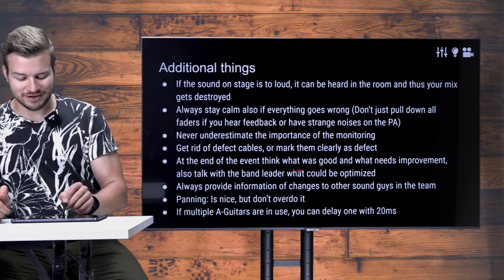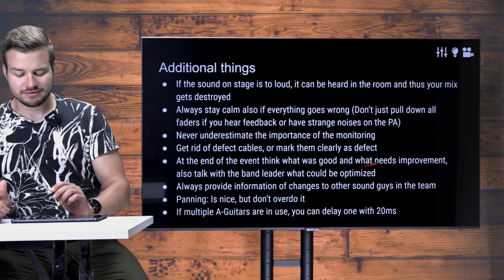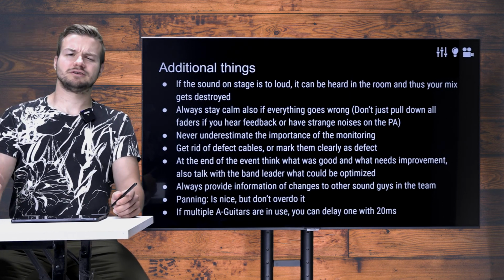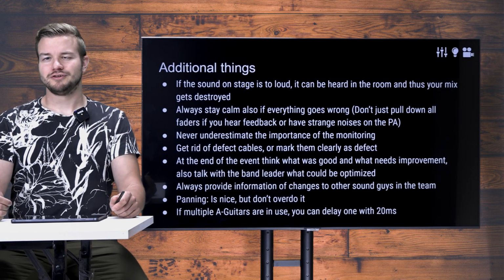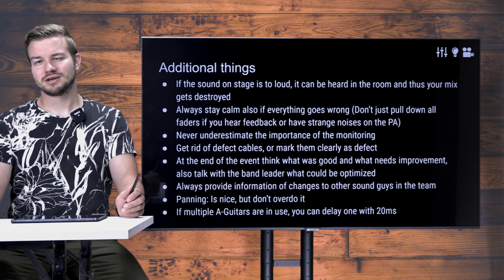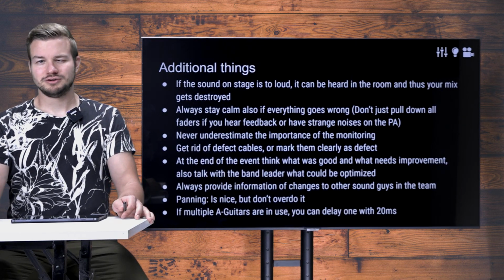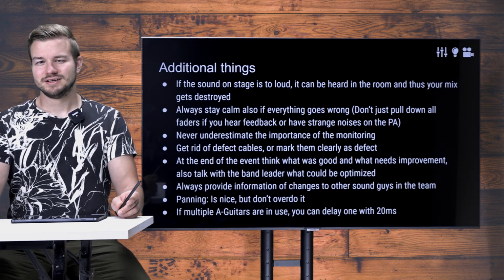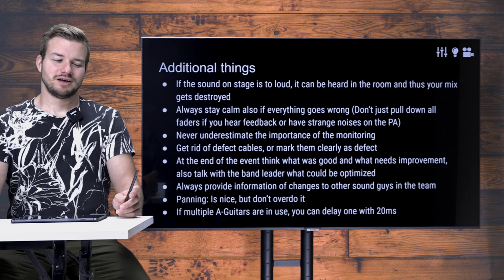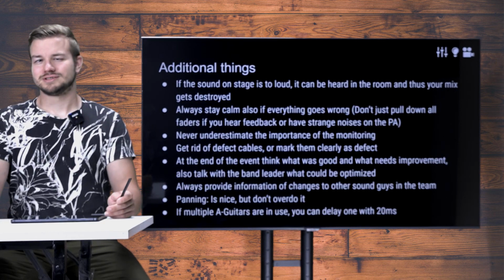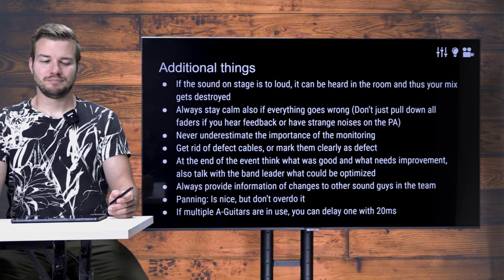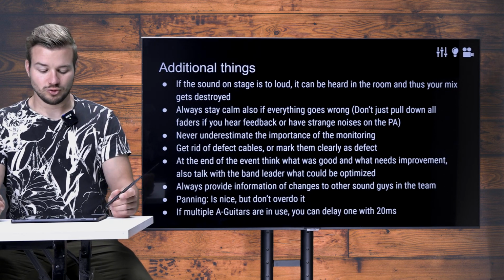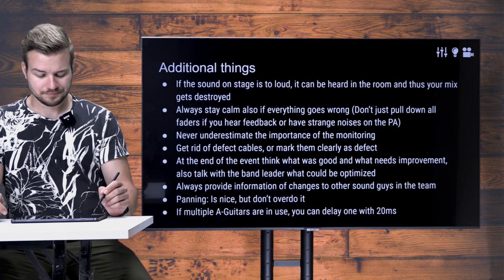At the end of every event, think about what was good and what needs improvement. Also talk with the band leader about what could be optimized. This is also an important thing if you want to improve yourself from event to event. Always talk quickly, 1 minute, 2 minutes, if needed longer, with the band leader after the event to get some feedback. Also how the teamwork was, how the event was, and what you or the band could do differently for the next event.